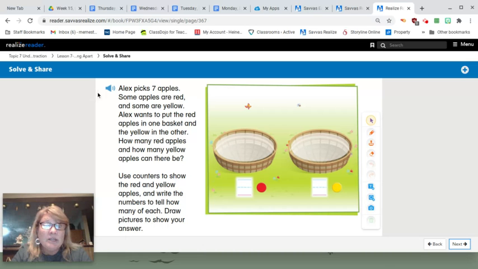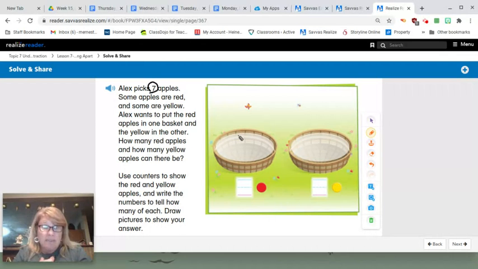So we're going to make sure we look up here in the problem to help us solve it. First of all, how many were there in all? Let's go ahead and circle it. There are 7 apples in all. We're going to draw 7 apples all together, but we're going to put some in the red basket, some in the yellow basket. So let's get started.